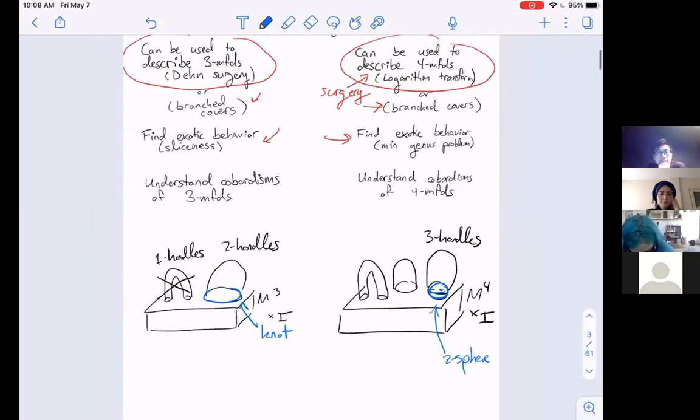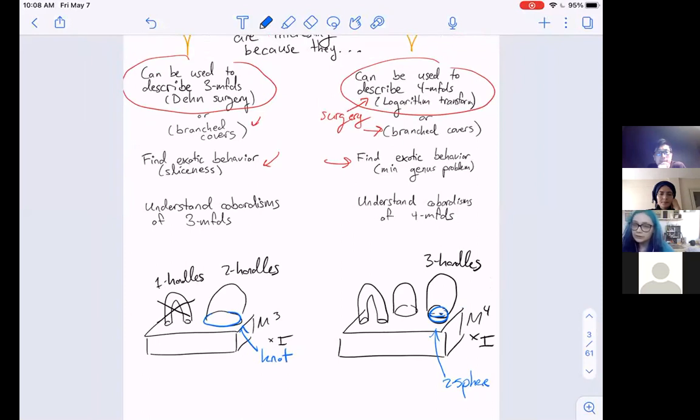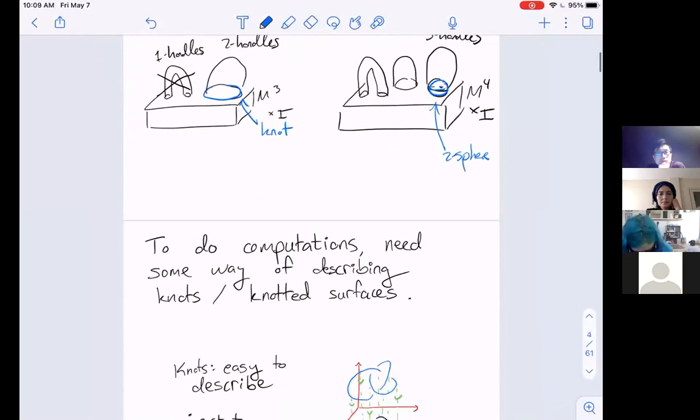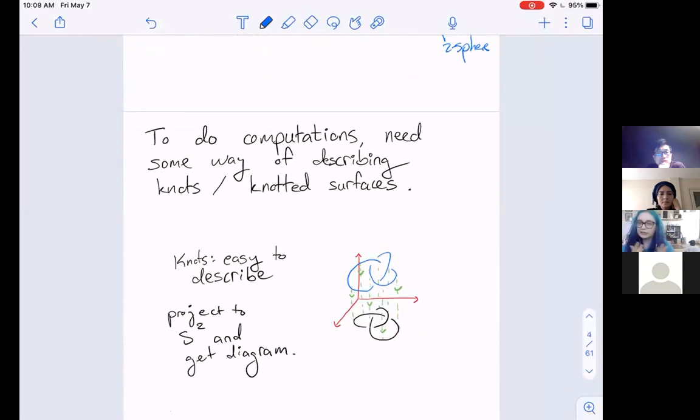But in order to actually do anything with knotted surfaces in four manifolds, you probably want to be able to do some computations to distinguish two knotted surfaces, or explicitly show that two of them are the same, just be able to prove anything interesting about them. You need some way of actually describing them. I can't just tell you it's a knotted surface, I have to tell you which one, right? We're very good at describing knots in three manifolds.